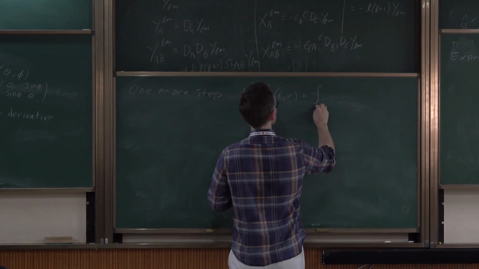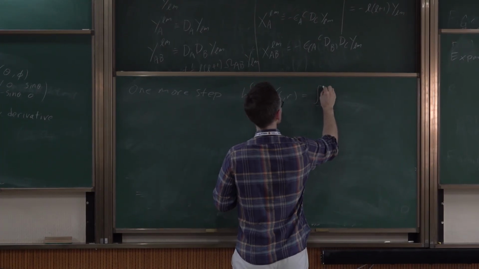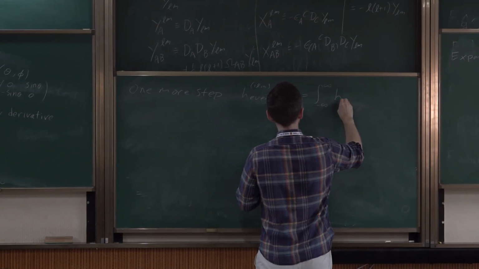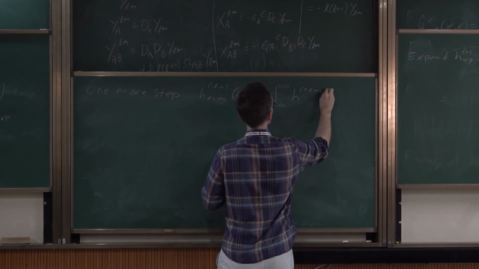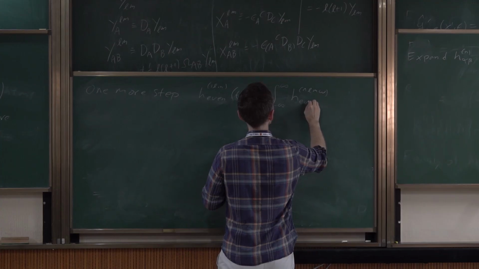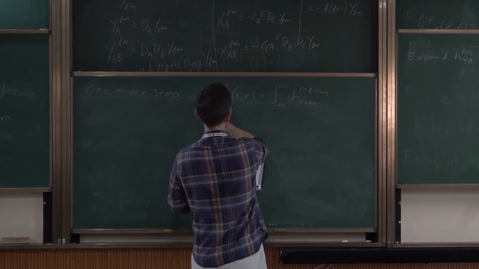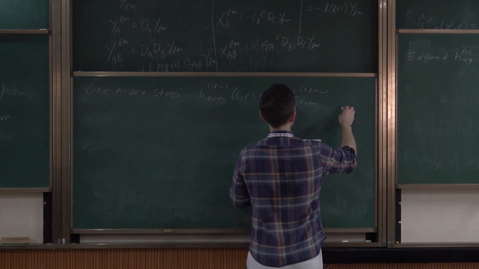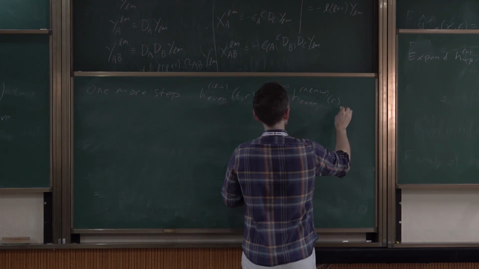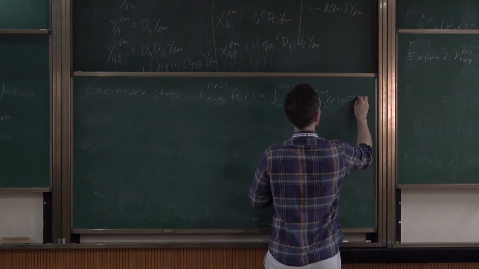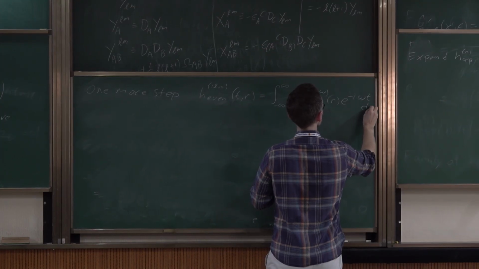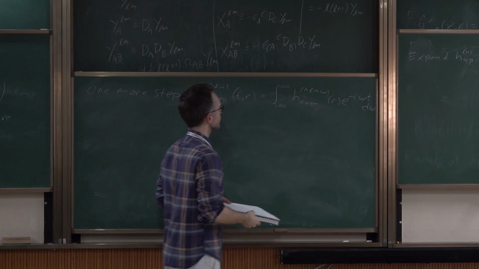This is going to be the Fourier transform of H N L M omega even. And the same thing applies for odd, just put odd and odd. It's now just a function of R, and then we've got the usual Fourier factor, e to the minus i omega t, and then integrate over all omega.